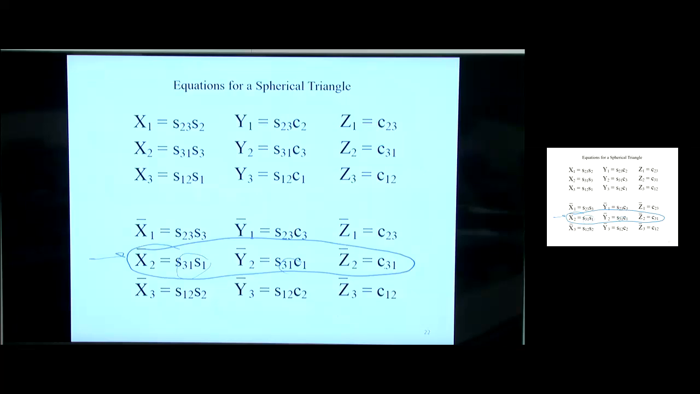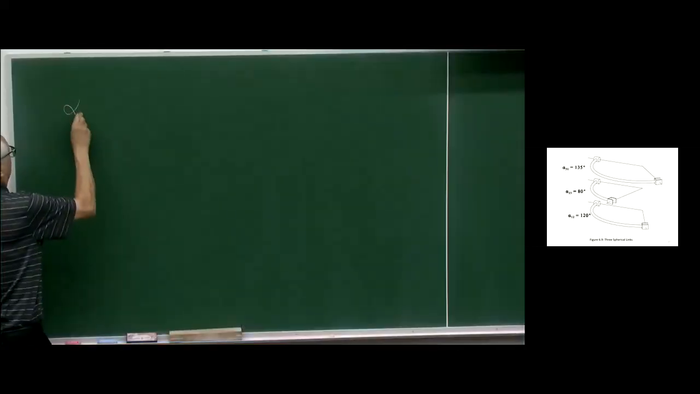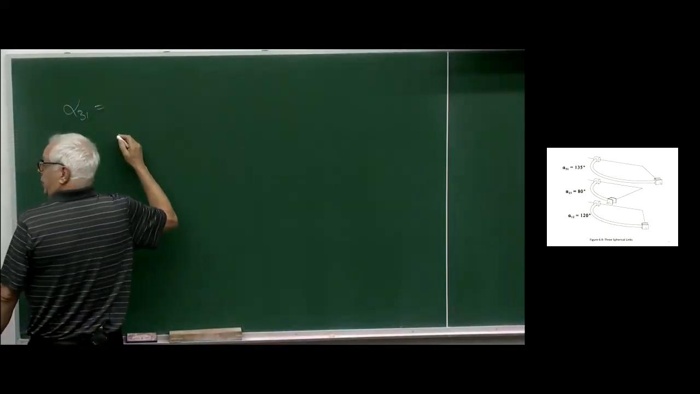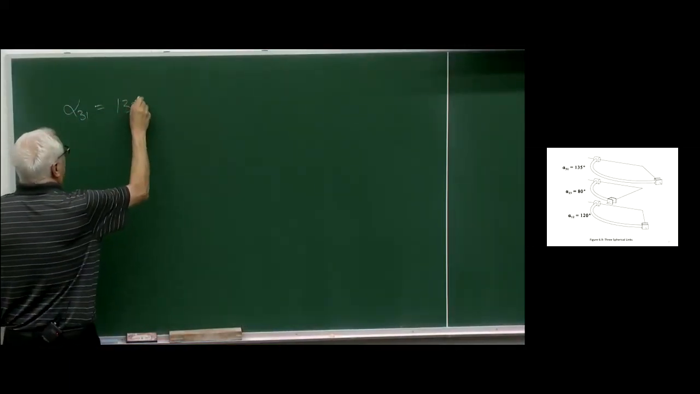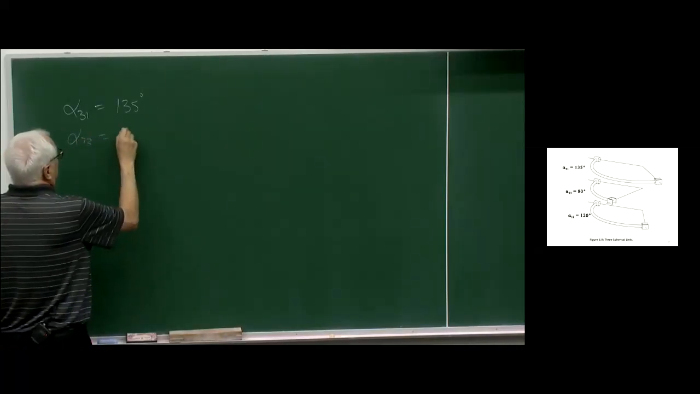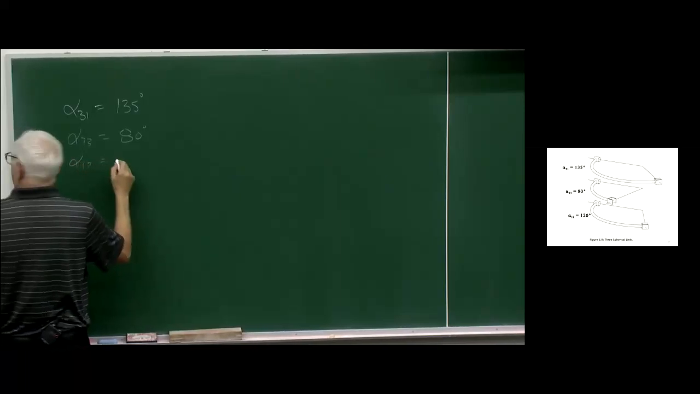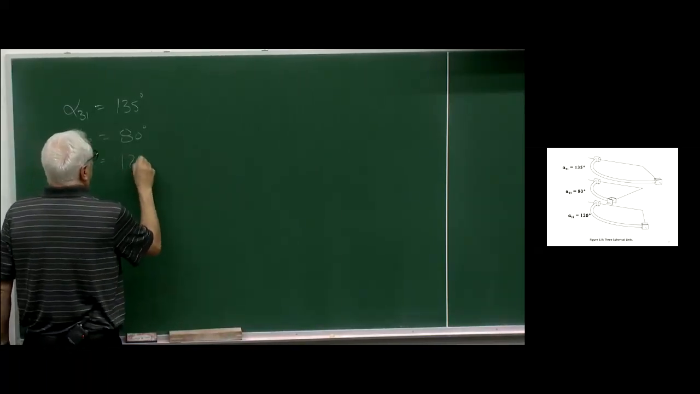So I'm going to hit down because I think I remember what's, oh yeah, we're going to go ahead and do this problem. We can solve this now with the toolbox that we have. So I went to the shop and got those 3 links made. So I've got alpha 3.1 was 135 degrees, and alpha 2.3 was 80 degrees, and alpha 1.2 was 120 degrees.